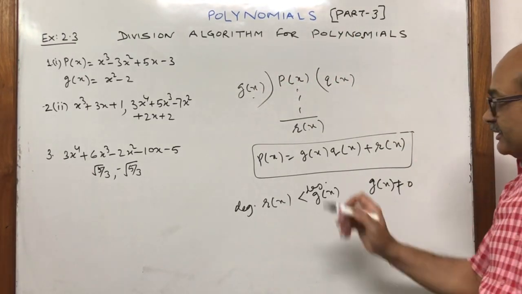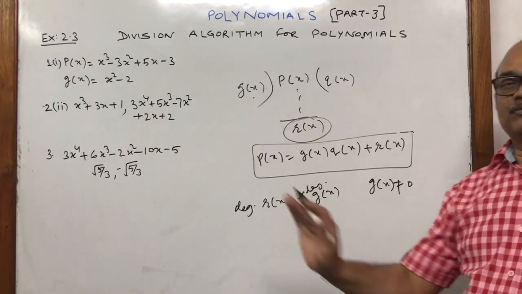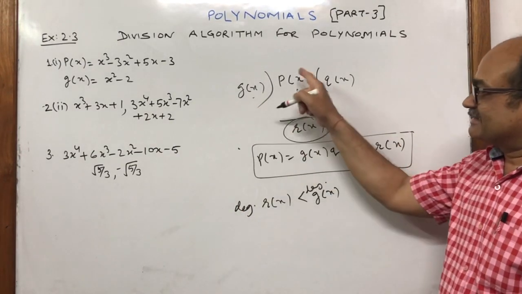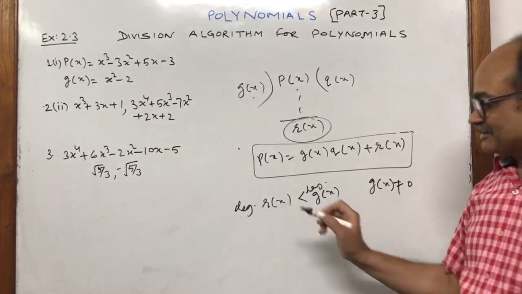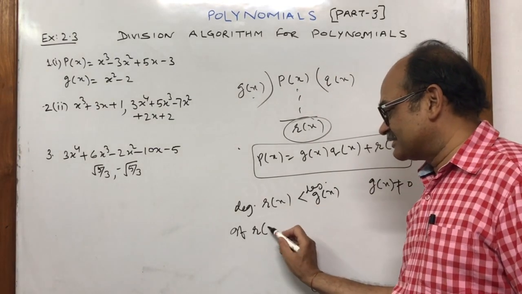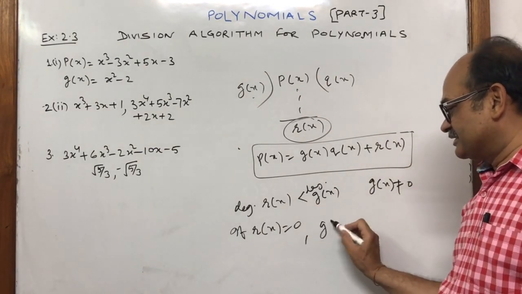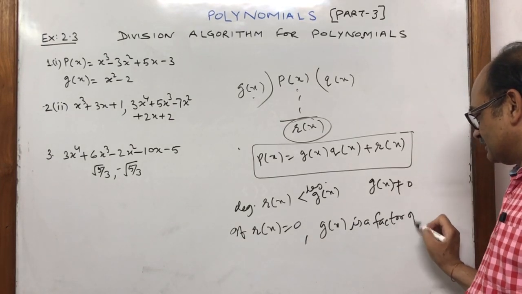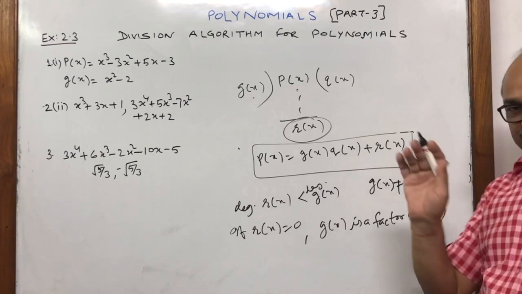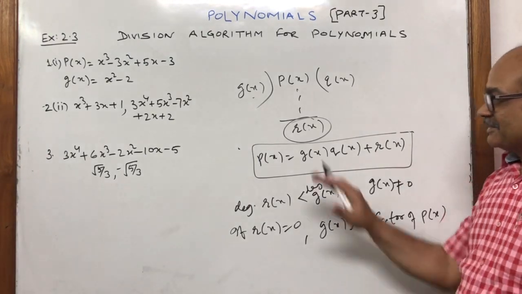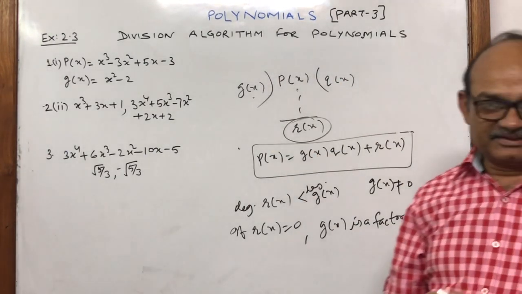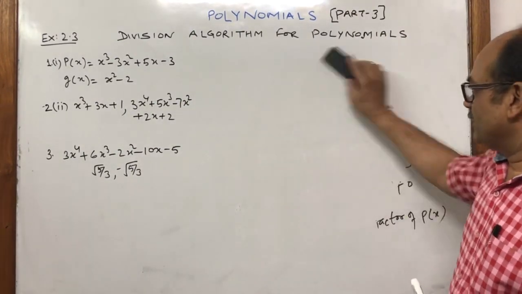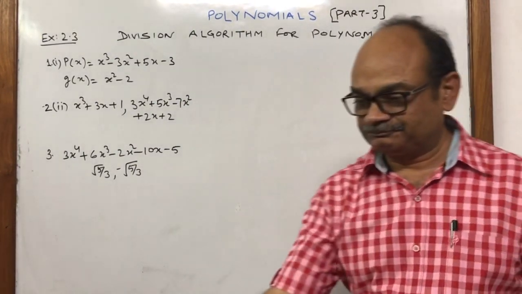And the last point, if this Rx comes 0, nothing is left, it means Gx is a factor of Px. So last point, if Rx equals 0, then Gx is a factor of Px. So now we start some problems based on division algorithm. Simple division. Question number 1, exercise 3rd.